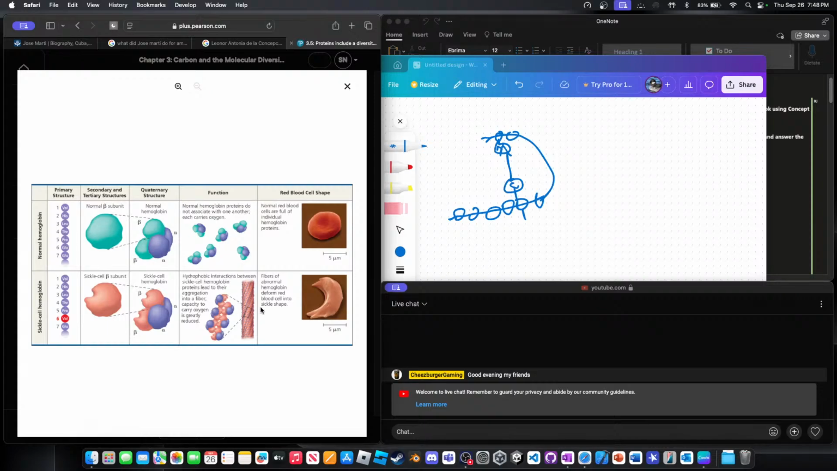Fibers of sickle cell hemoglobin deform red blood cells into a sickle shape.